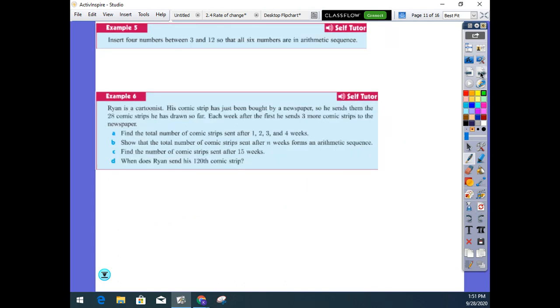All right, last two questions. So it says insert four numbers between 3 and 12. 1, 2, 3, 4. Four numbers between 3 and 12. So to me, what really helps is to actually see those numbers as blanks. So I'm going to start with 3. I'm going to add 1, 2, 3, 4, 5.